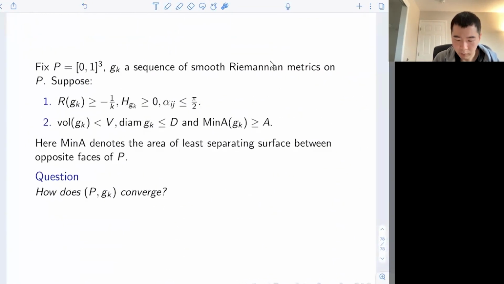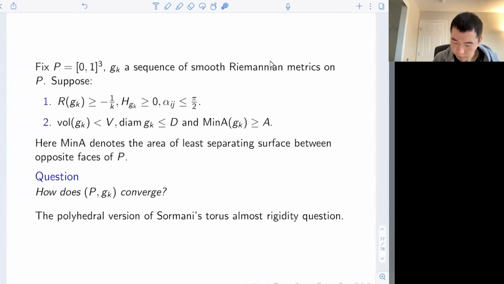And of course, we have the almost rigidity conjecture, an analogy of the torus rigidity conjecture from Christina. One possible way to formulate it is: let's say we take a three-dimensional cube and a sequence of smooth Riemannian metrics such that scalar curvature is almost non-negative. Let's assume mean convex and angles smaller than or equal to pi/2. Then under a volume upper bound, a diameter upper bound, and a condition that the least area minimal surface is bounded below, how does this sequence of cubes converge? I think this is a localized version of the torus rigidity question, and the answer to one will likely give the answer to the other. Maybe let me stop here, and thanks for the attention.